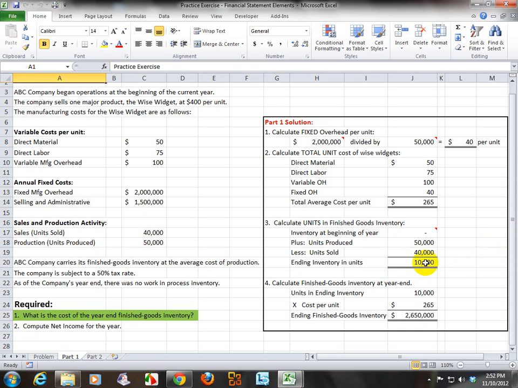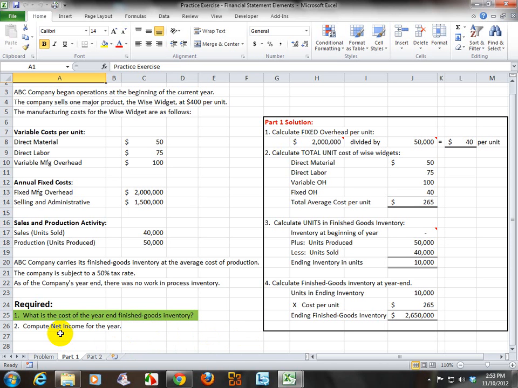Now once we know how many units we have in the ending inventory, and once we know the value per unit that we calculated in our second part up here, we can multiply the two. We take the units in ending inventory of 10,000 units times the cost per unit of $265. So our ending finished goods inventory value is $2,650,000. And that satisfies the first requirement of what was the cost of the year-end finished goods inventory.